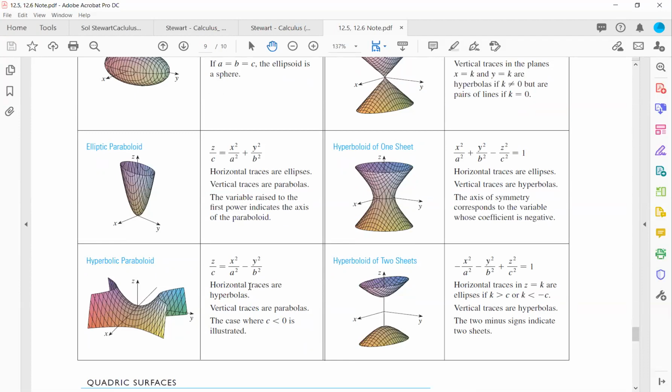Now for a hyperbolic paraboloid, it's very similar to an elliptic paraboloid, but note the difference between the signs between x squared and y squared. When it's a plus sign, you get an elliptic paraboloid. When the sign between x squared and y squared is a minus sign, negative, you get a hyperbolic paraboloid.